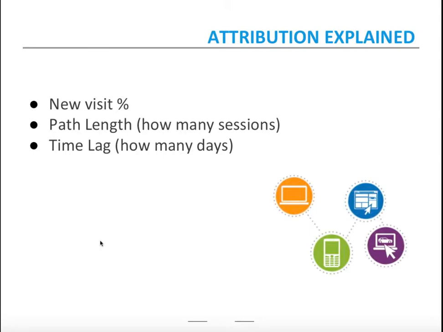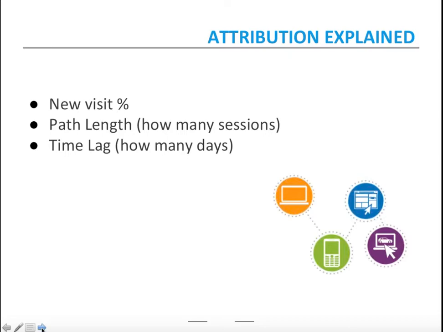Also, you can go into the multi-channel funnels area in GA and look at the path length. So how many sessions does it take for people to actually convert on your website? Or how many days does it take for people to convert or submit that goal, whatever that goal is on your website? So if the answer to those two is short, let's say one session or one day, and you have a fairly high new visit percentage, then you really don't have a big attribution challenge. It's always good to be aware, but you don't have to really dive down deep.